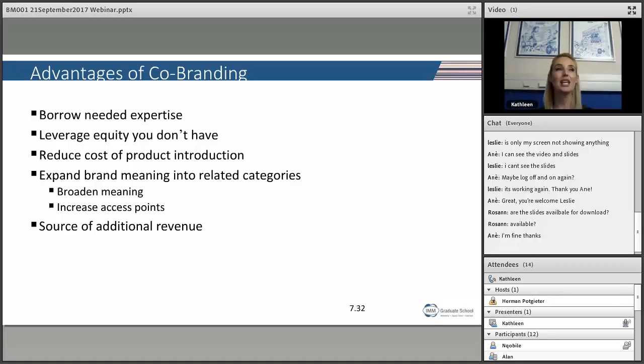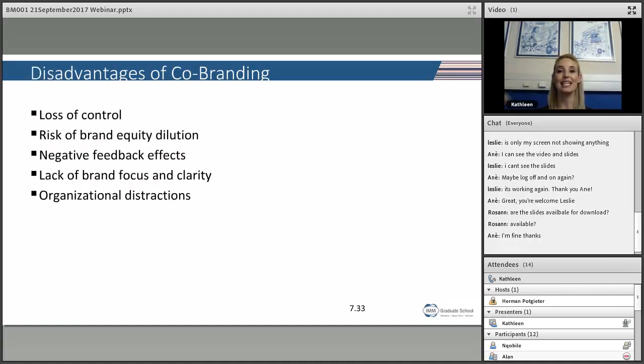So if we think about McDonald's and their Oreo McFlurries, Oreos are available to customers through supermarkets, and now it was available to customers at an additional access point through a fast food outlet. And co-branding is also a source of additional revenue because it gives you extra opportunities to sell your product.